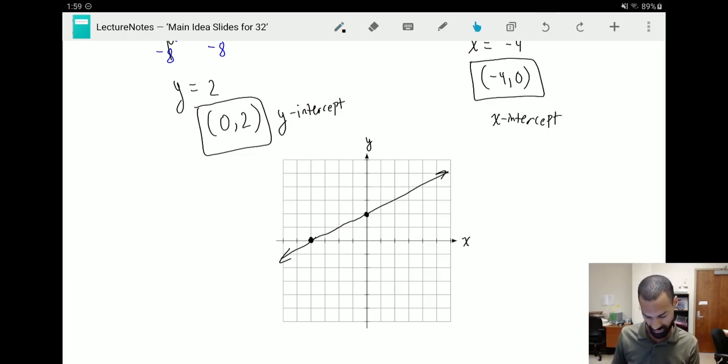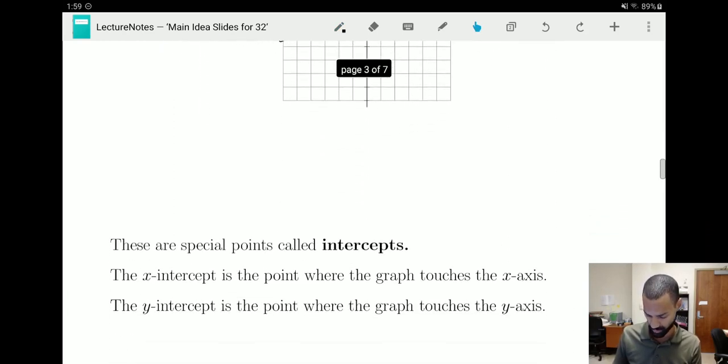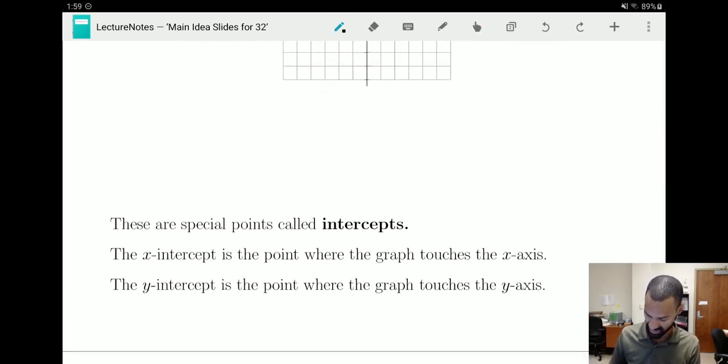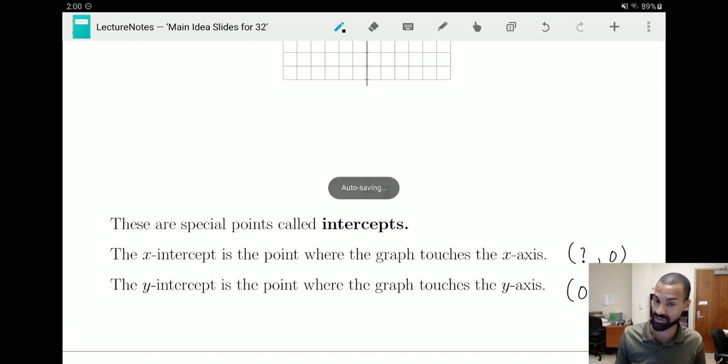So the x-intercept and the y-intercept, those are some important points. Again, the x-intercept is the point where the x value is what you're looking for and the y value is 0. The y-intercept is where the x value is 0 and you're looking for the y value, okay? So sometimes people get those backwards, so be careful. If you're asked to find the x-intercept, plug in 0 for y. If you're asked to find the y-intercept, plug in 0 for x.